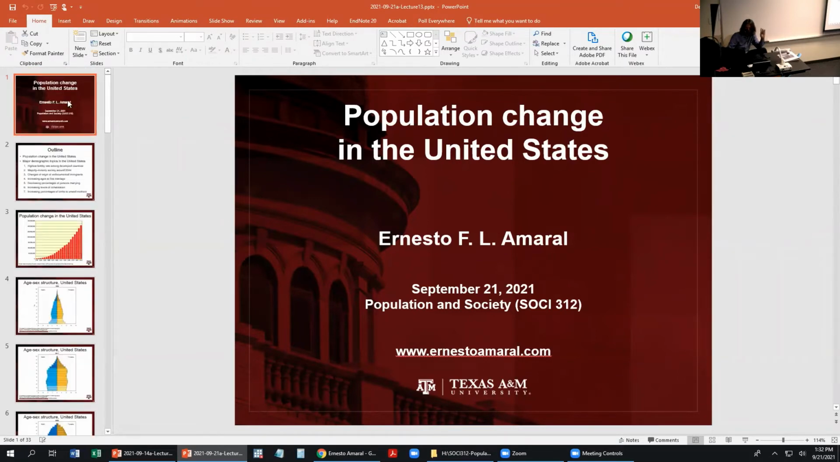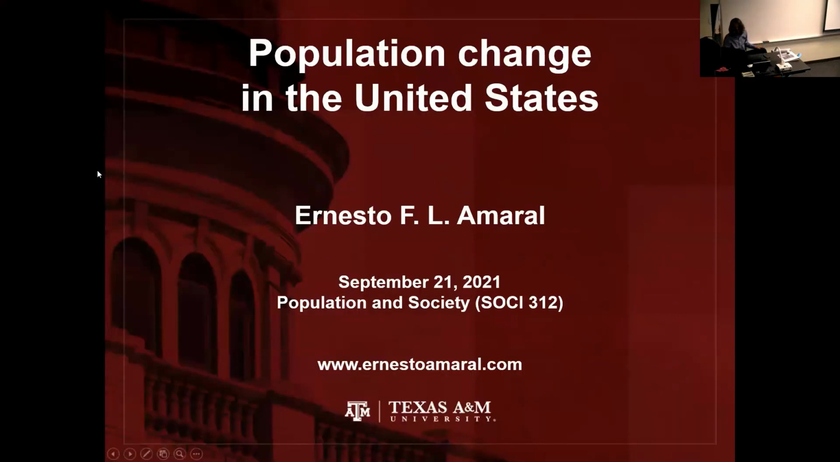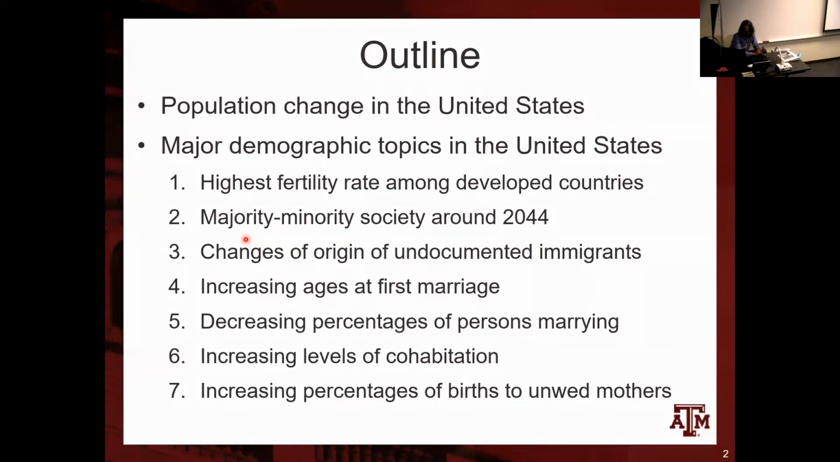So here in this lecture, focusing on the US, we discussed this overall population change in the US, and then some major demographic topics that are specific to the country. The US has the highest fertility rate among developed countries, maybe exactly because of the higher percentage of immigrants in the US. Immigrants tend to have more children overall, and the total fertility rate of immigrants tends to be higher than the US-born population.